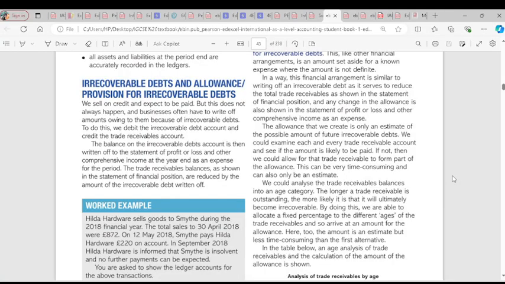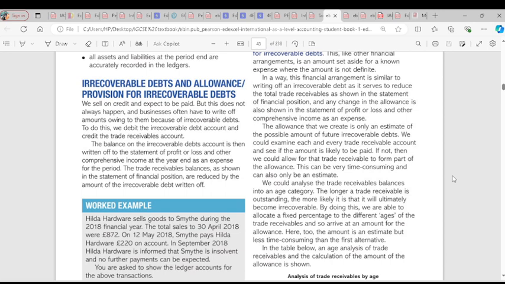For irrecoverable debts and allowance for provision for irrecoverable debts. Irrecoverable debt occurs when a debt has to be written off as a credit customer didn't pay back. So we have irrecoverable debts because the credit customer was unable to pay back. He or she is declared bankrupt. That is irrecoverable debt. Do you understand? So the debt has gone bad. Is it clear, please? Yes, sir.